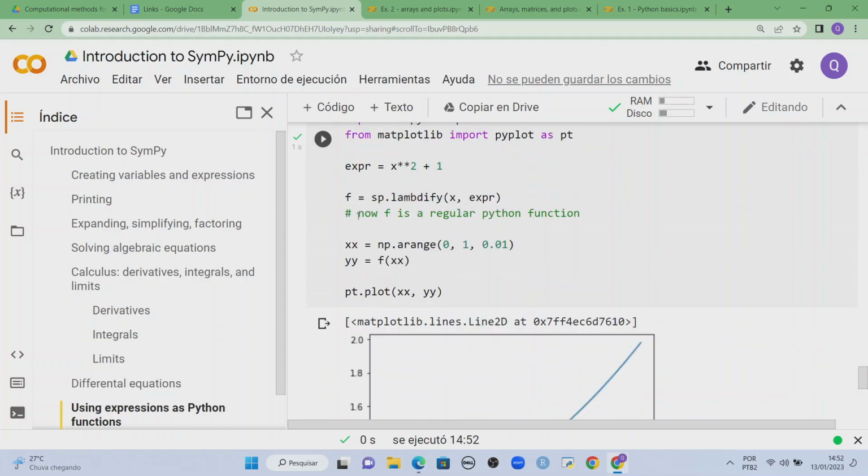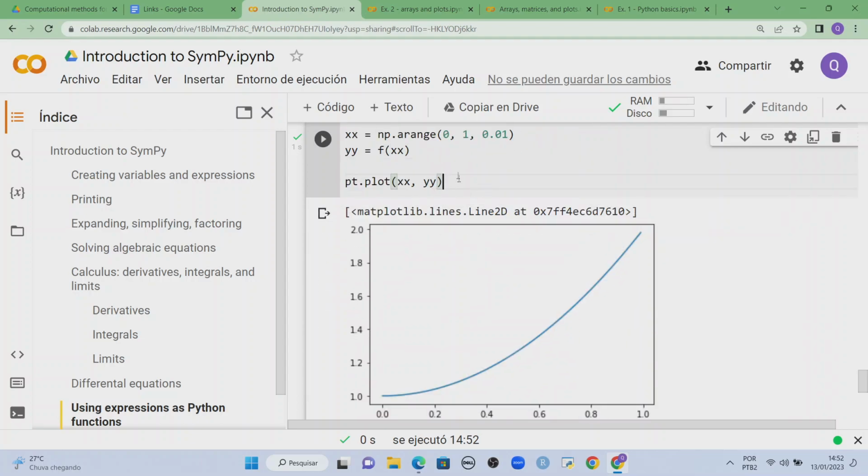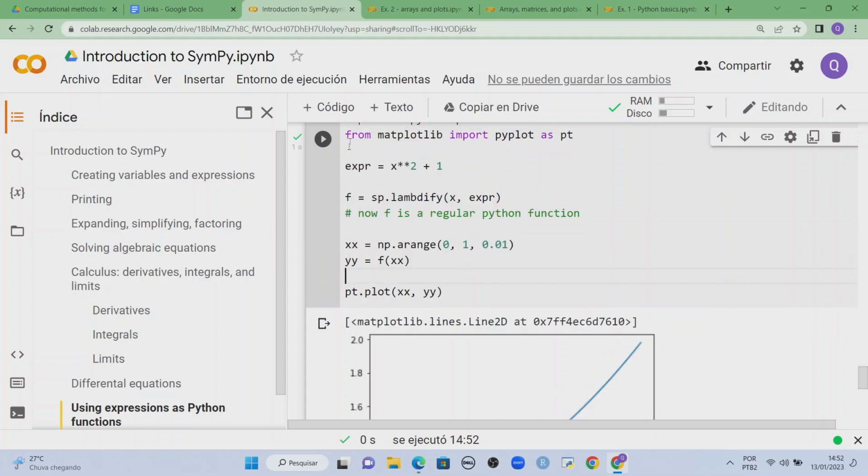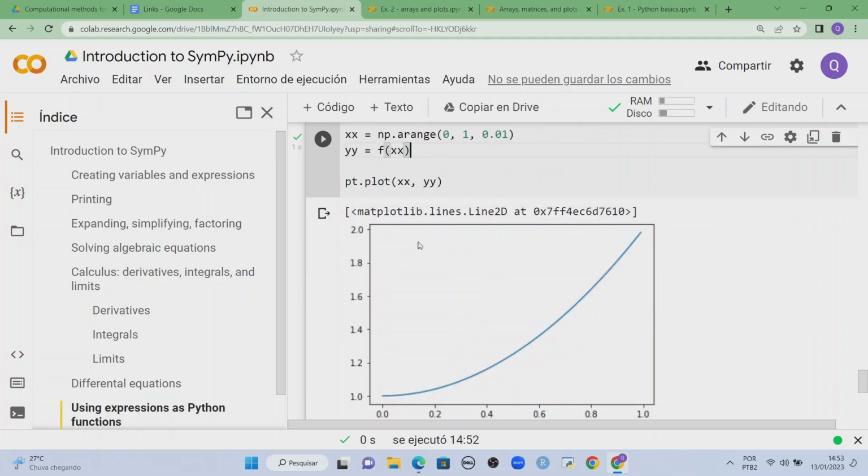And then I just do this for plotting. I'm not going to do anything more complicated than that, but is it clear what I did here? I transformed an expression into a function. Now I calculated this function over a vector, and then I plotted the x vector against the y vector, and so this is the graph of x squared plus 1 between 0 and 1.